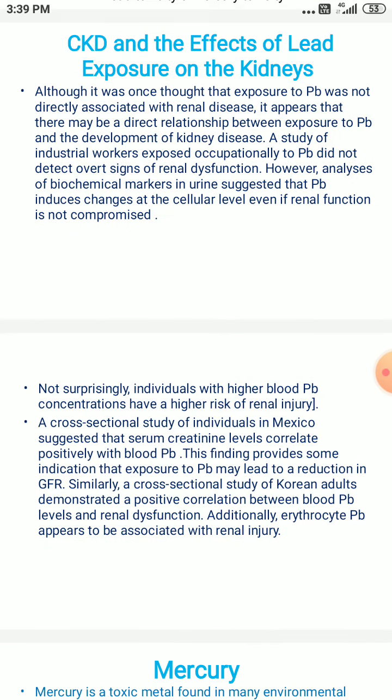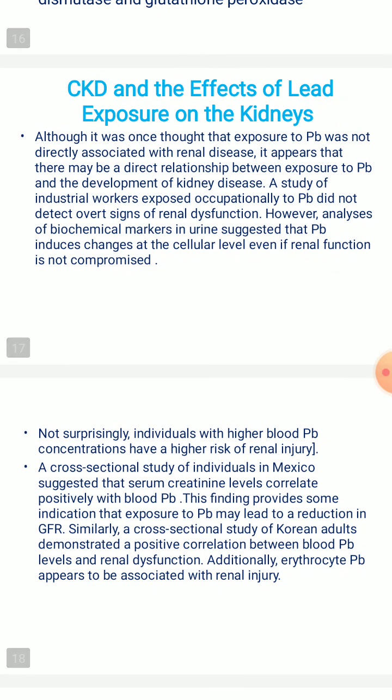Not surprisingly, individuals with higher blood lead concentrations have a higher risk of renal injury, of course, we all know that. A cross-sectional study of individuals in Mexico suggested that serum creatinine levels correlate positively with the blood concentration of lead. This finding indicated that exposure to lead may also lead to a reduction in the glomerular filtration rate, of course.